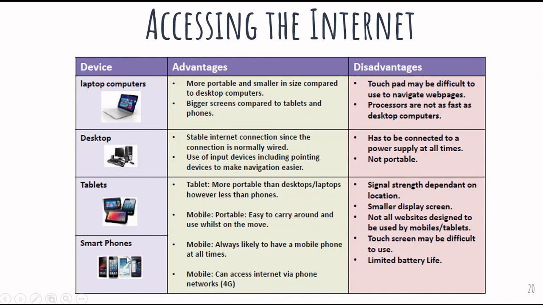However, smartphones are easier to carry around and people might have them with them all the time, and also smartphones can connect to phone networks via 4G or 5G. But the issue with tablets and smartphones is that their signal strength will depend on the location you are in, and they have a smaller display screen if you need to do a lot of typing or assignments and so on, and not all websites will be supported to be viewed on mobiles and tablets, and they have much more limited battery life.